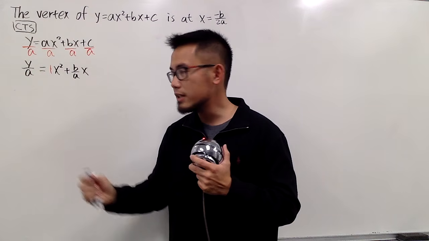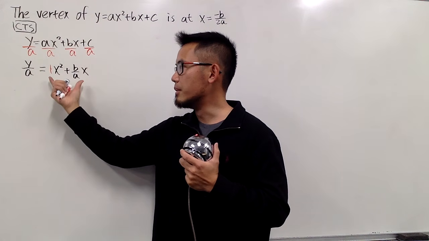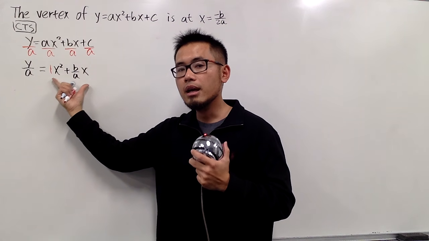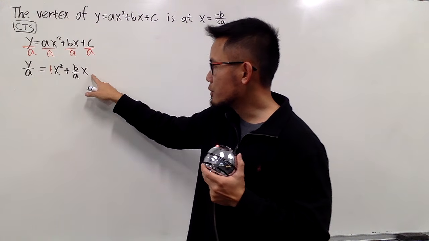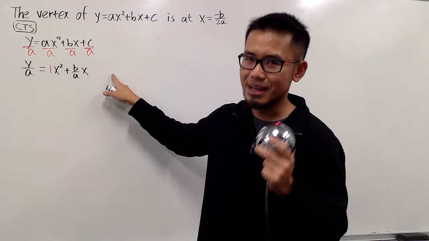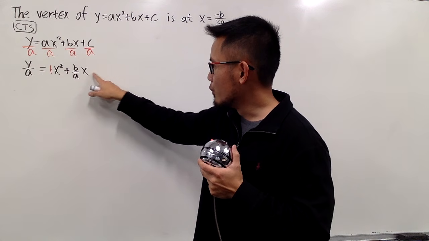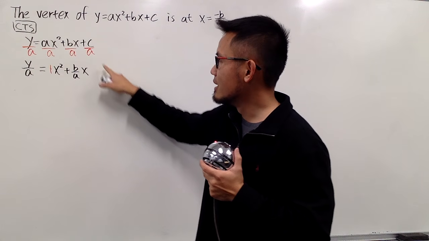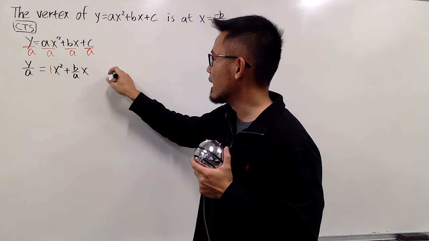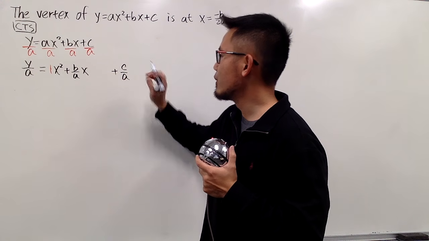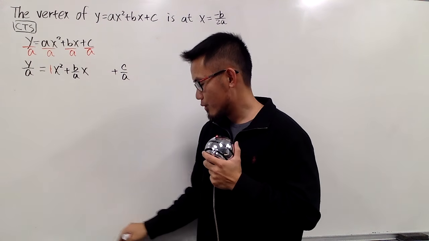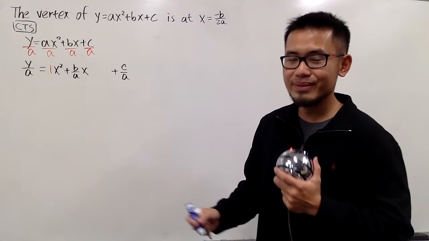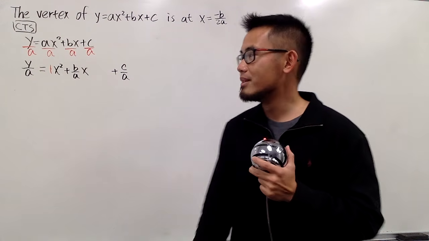We want to focus on the x squared term and the x term, namely these two terms. After we have these two terms, we are going to leave a space right here for a magic number, you will see. So we will have a space right here for the moment, and then we'll write down the plus c over a right here. Now we have to talk about the magic number.